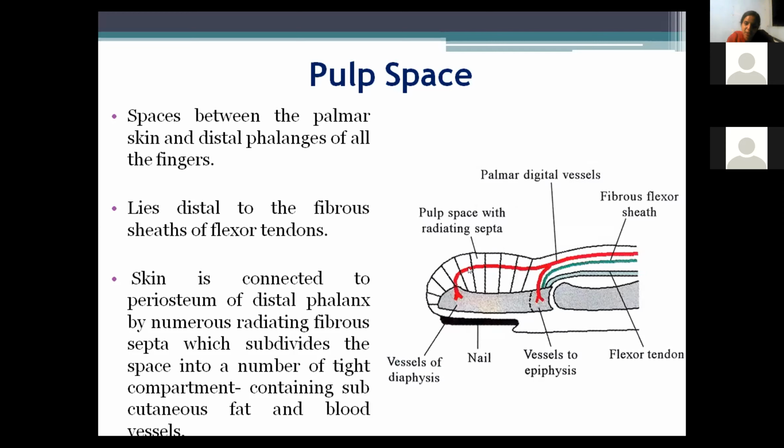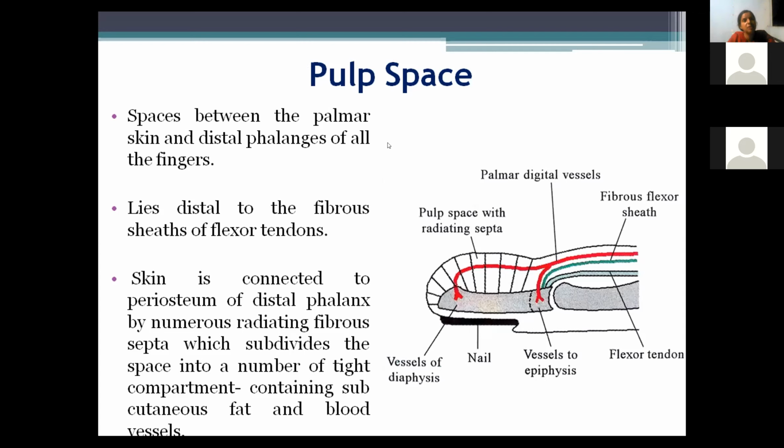So from the skin to the distal phalangeal bone, you are finding fibrous septae extending. Between the fibrous septae, a lot of tight fat will be present. It will be so tight that if there is any infection, the pus will not be able to expand, and there will be severe pain if there is any infection in the pulp space. And that infection is called Whitlow. I'll give you the spelling now. So this is very important.